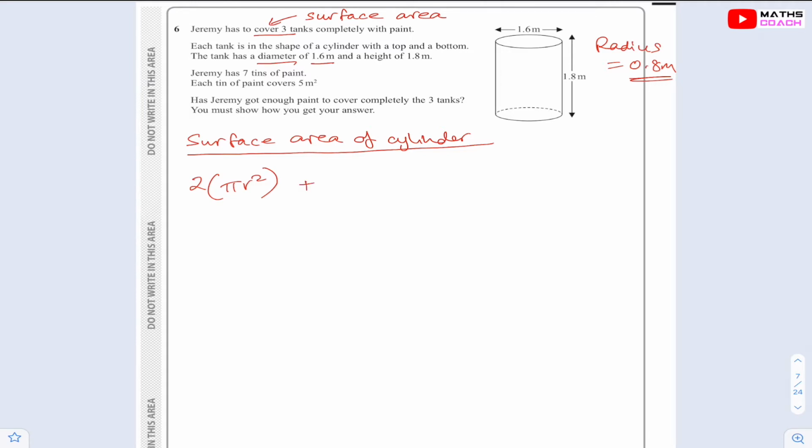Now I'm going to do something here. Imagine you open up this cylinder, okay? This is what it will look like. It will look like a rectangle.